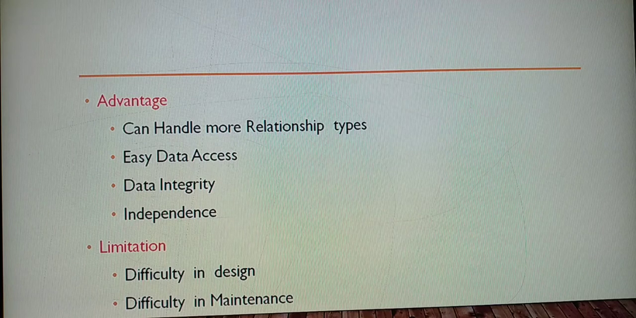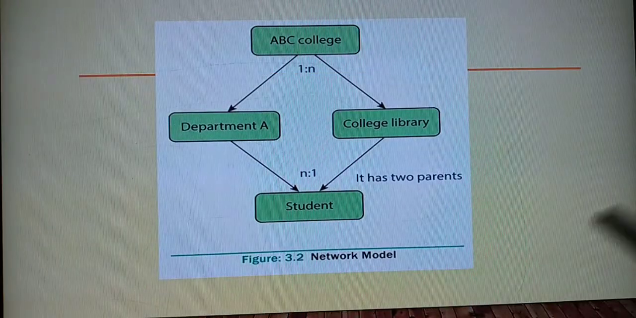Advantages: can handle more relationship types. The next one, easy data access, and the next one is data integrity, and the next one is independence. So these you will be having under advantages. Next under limitation, that is difficult in design and maintenance. Why is it difficult in design and maintenance? Since it is a network. Another point is it can have more than one owner. So it is somewhat difficult to go on with maintenance, to think over which one has the owner. Yes, it is difficult.